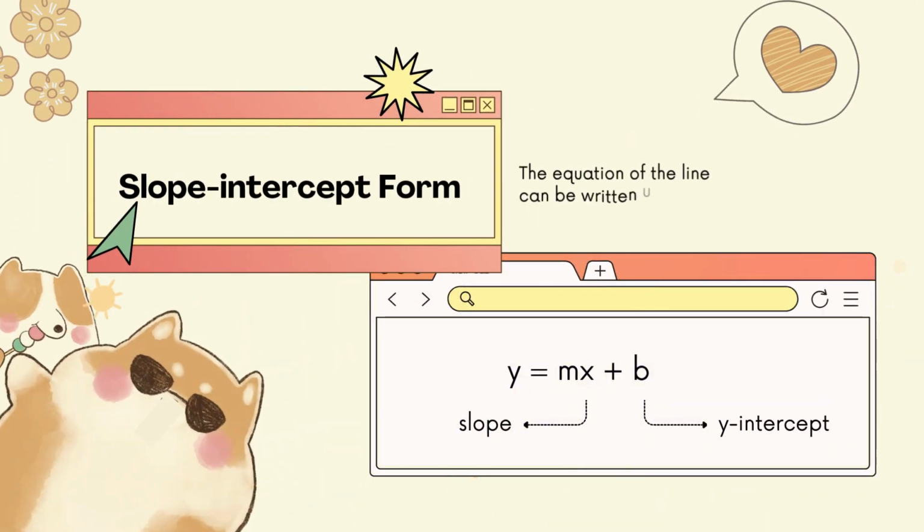For the slope-intercept form, the equation of the line can be written as y equals mx plus b. The m represents the slope and the b represents the y-intercept. It allows you to describe a straight line, calculate future values, and determine how a variable changes.